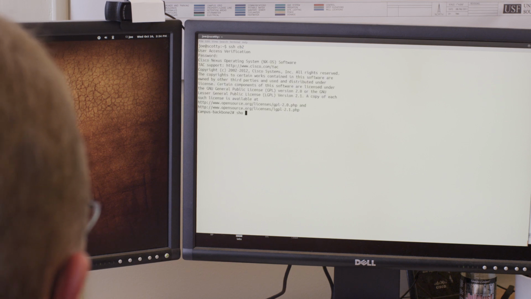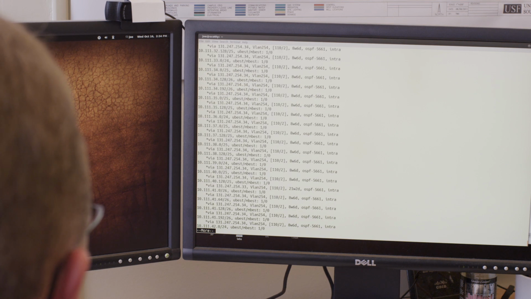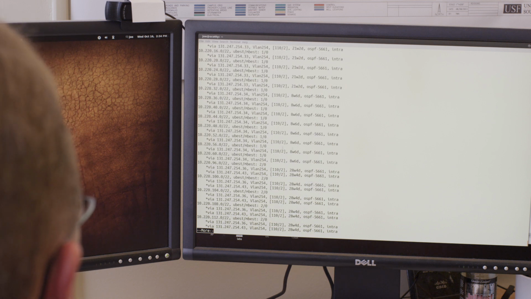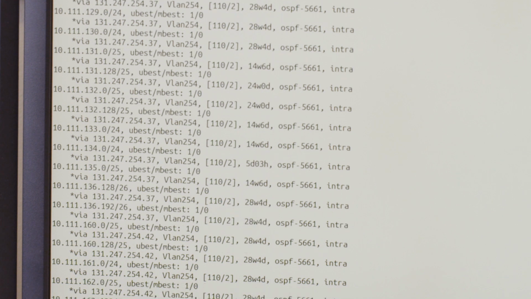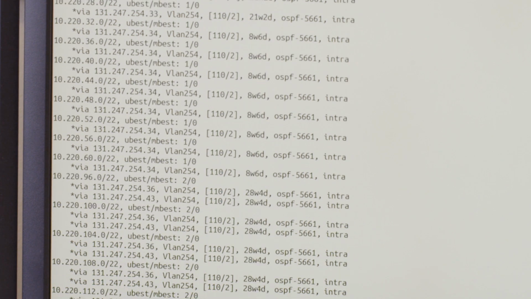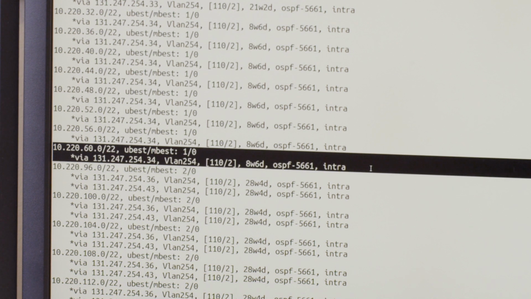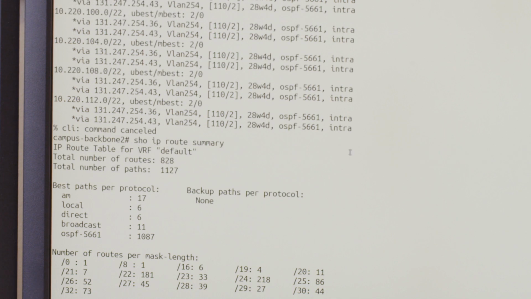This protocol is run by all of the routers in USF's network. It defines how those routers should exchange network reachability information, and it tells those routers how they should build their routing table so that they have a loop-free best path route to all networks. For example, here is a route to the network 10.220.60.0/22. As you can see, the routing protocol tells us that this network is reachable via the next hop of 131.247.254.34. We have hundreds of these routes in our network.